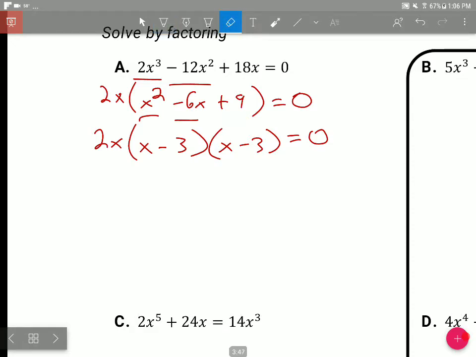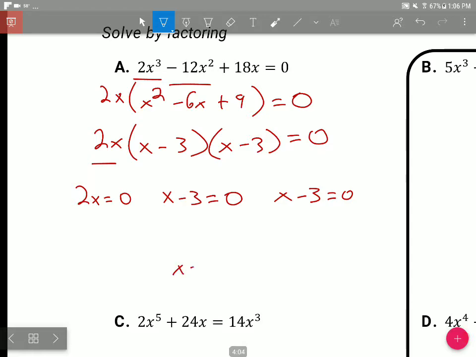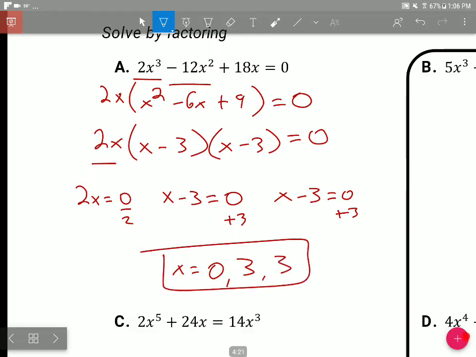Cool. So last but not least, set it all equal to 0. So I got 2x, x minus 3, and x minus 3. And just solve. If I divide by 2, what's 0 divided by 2? 0. If I add 3 to move that one over, what do you get? 3. If I add 3 to get this one over, you also get 3. So that one has a double root.